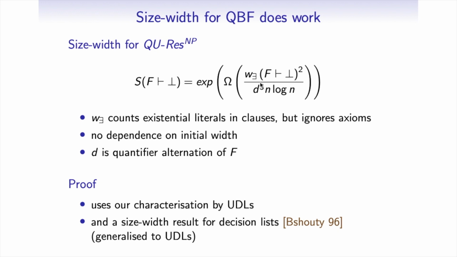And you'll notice that there's this d cubed that has moved its way into the denominator, and d is the quantifier alternation of f. So this perhaps explains why the original relations gave us nothing. We need this dependence on quantifier complexity to say something sensible. Of course, as this d gets large, then this relation is not going to give us anything. The proof of this relation uses our UDL characterization, and it also uses a size width result for decision lists due to Bischutti.